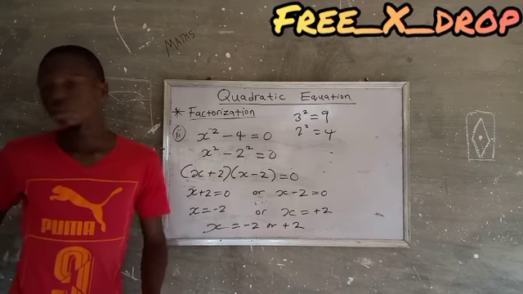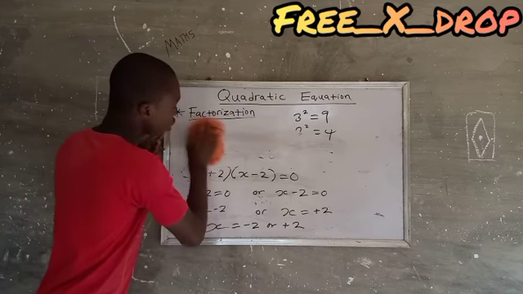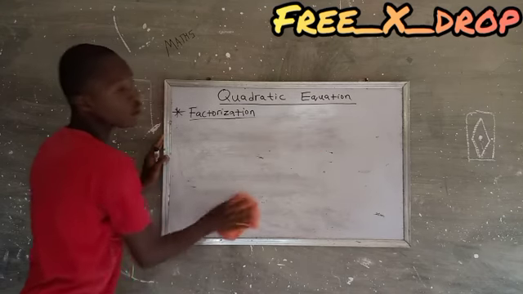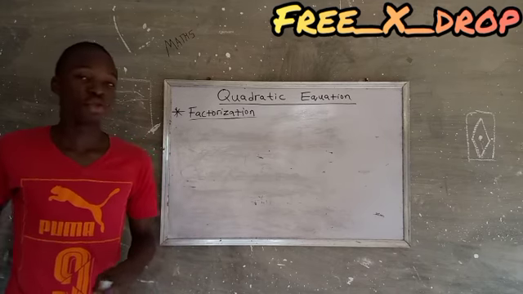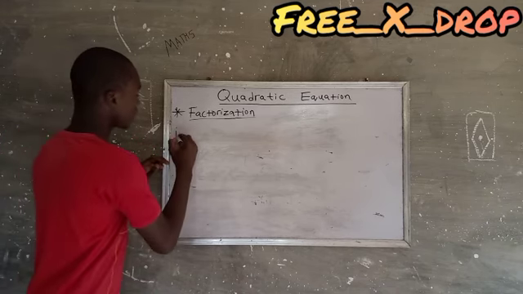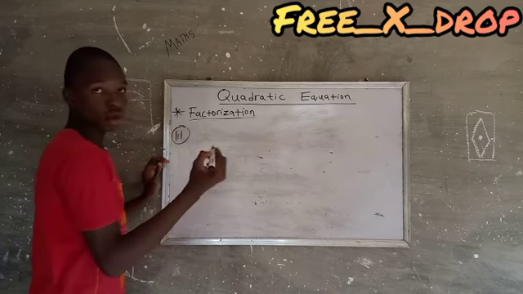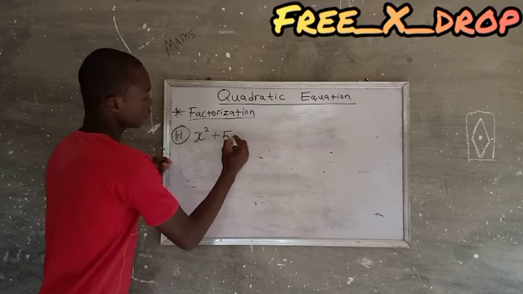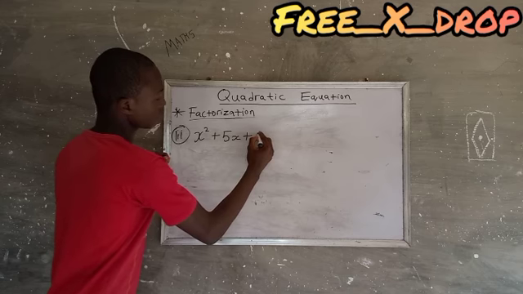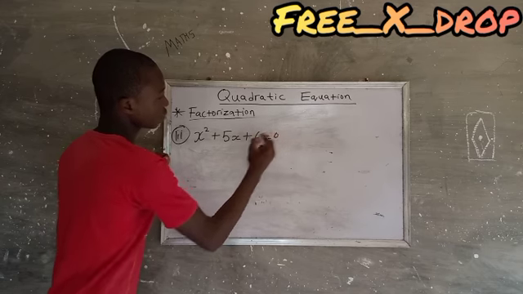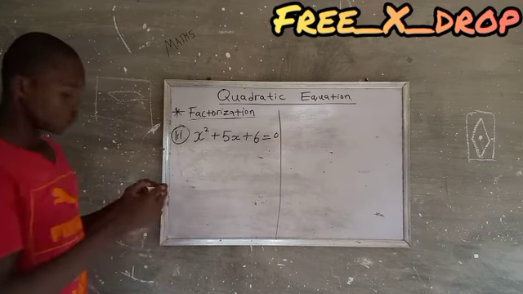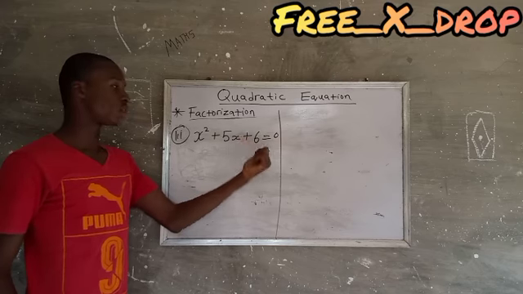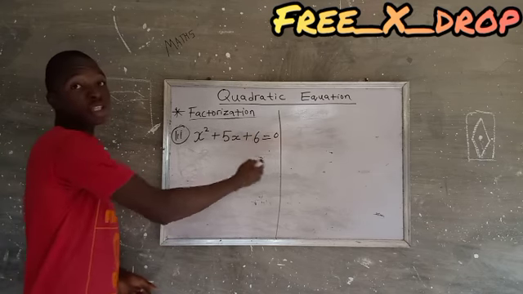So now I'll be showing you the third case, or the third type of quadratic equation. Now, you have a question like this: x squared plus 5x plus 6 is equal to 0.